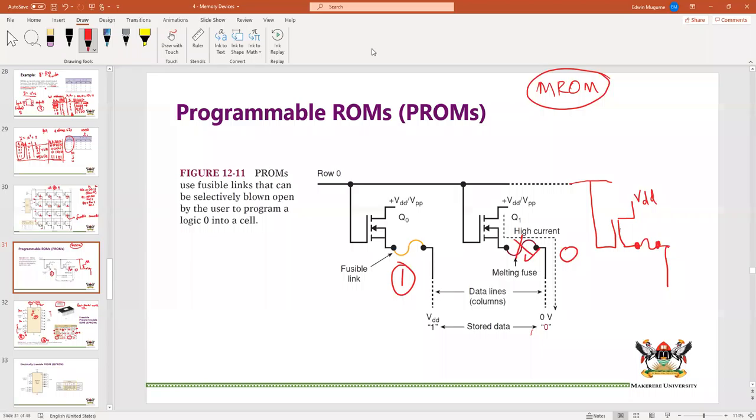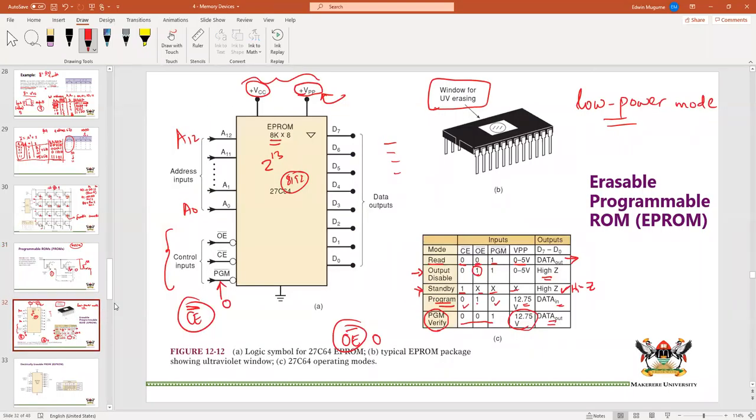Another question: throw some more light on EEPROM operation. You'll find more detail in the books. But what I said is that with the EEPROM, you're able to erase the whole memory and reprogram it. That means that you do not have fusible links, because if you blow a fuse, you cannot reconnect it. Erasing would be like going back to the original state and reprogramming afresh. We would not be able to do that if we had fuses. And so it is easy to infer that you would not have fusible links like in MROM or PROM in an EEPROM.